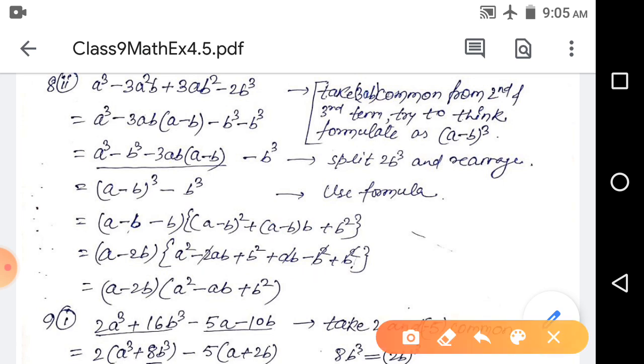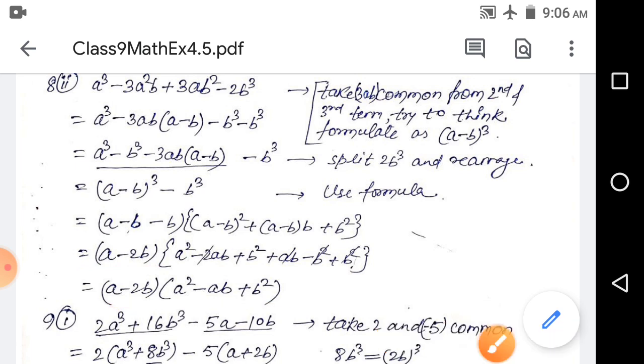So some of the terms are cancelled. See, this b square cancelled, and for this ab and this 2ab, when subtracted we will have minus ab left. So a square is left here and b square is left here, and also minus ab is left here, and it is a minus 2b. So a minus 2b whole into a square minus ab plus b square.